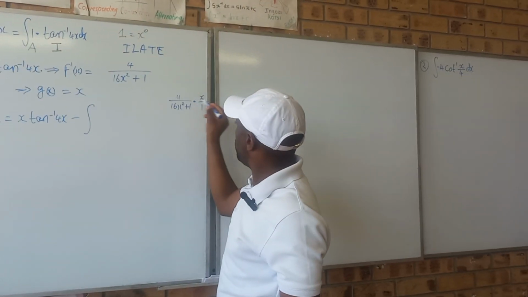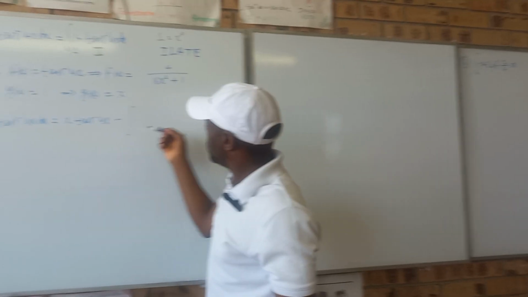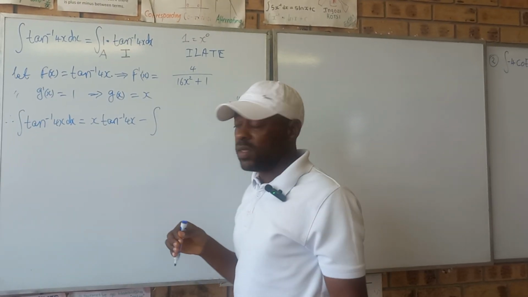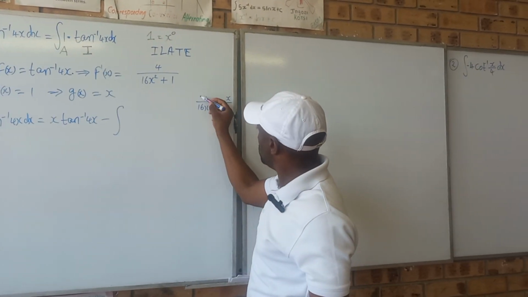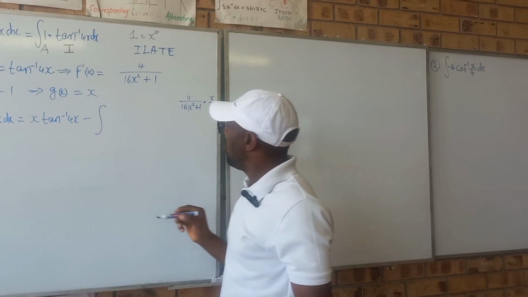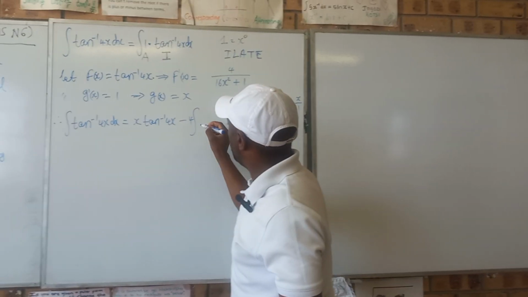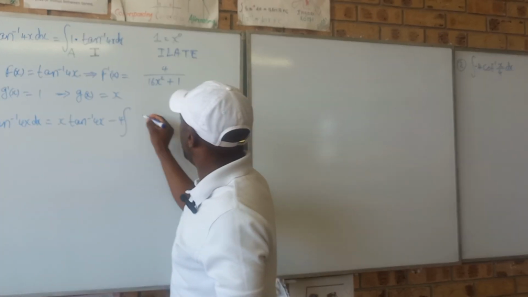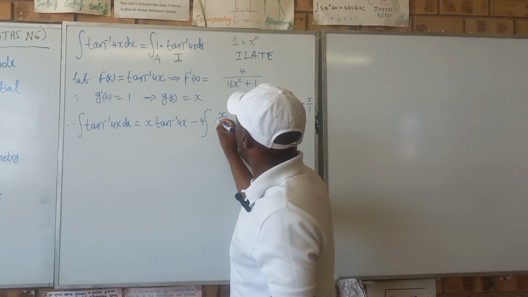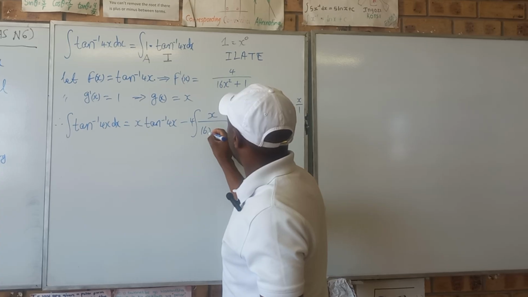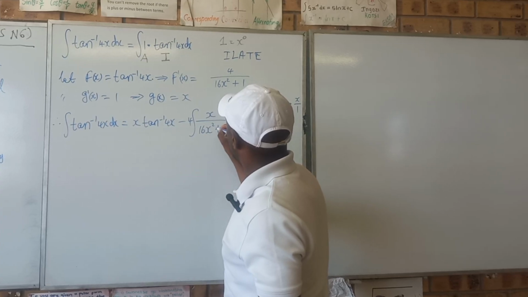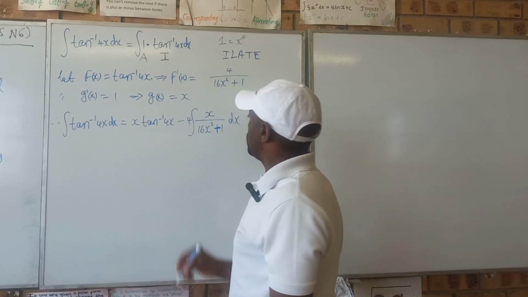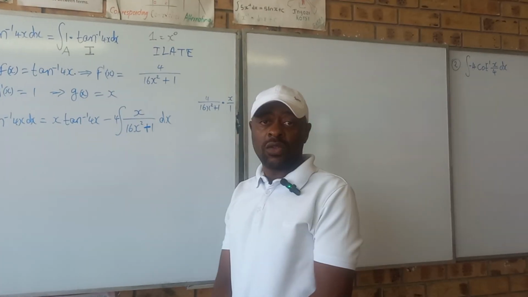So this is my f prime g. And since with integration I practice taking out the constant, if you look at this product, you see a constant is 4 on 1. So 4 on 1 is 4, then I will be left with x over this one. So this is 4 times the integral of x on 16x squared plus 1 dx. So that's how my integral should look like.